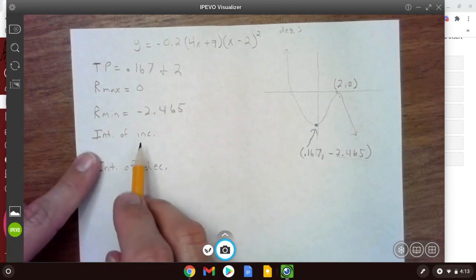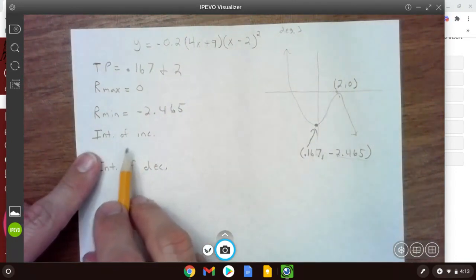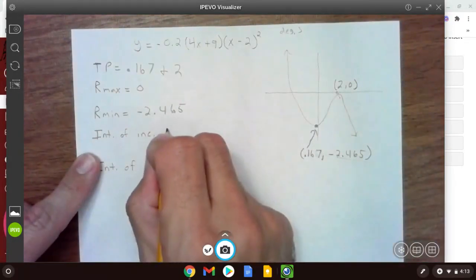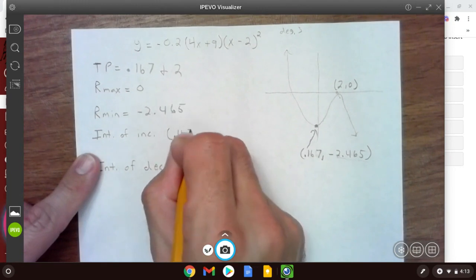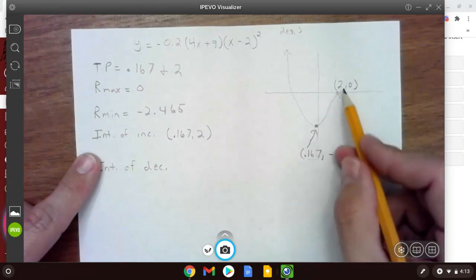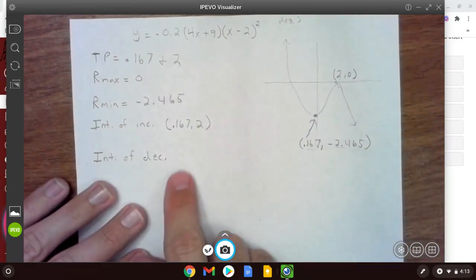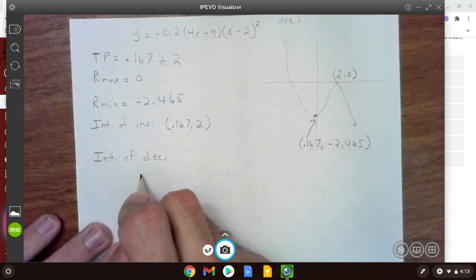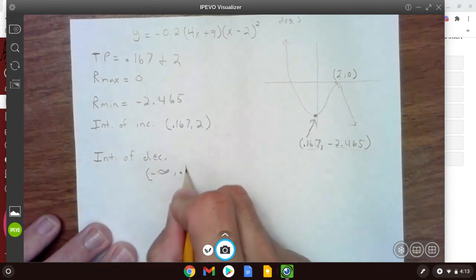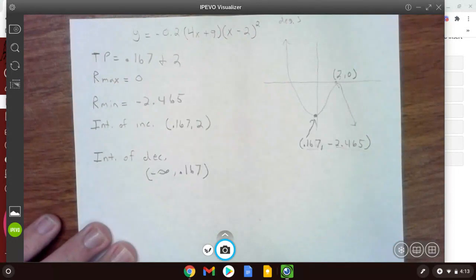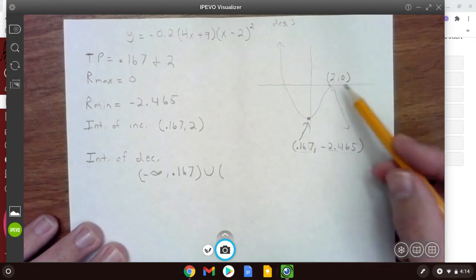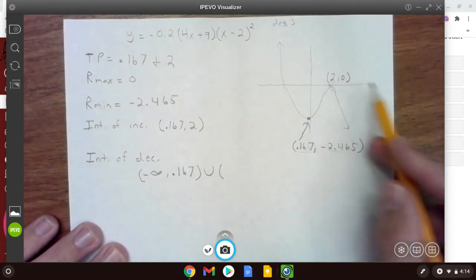All right. So for our interval of increase, it's going to be from this x value to that x value. So it's going to be 0.167 all the way up to 2. Notice I'm going x value to x value. And then for our interval of decrease, that's going to be negative infinity all the way up to 0.167. And I'm going to union that with this x value all the way to positive infinity.